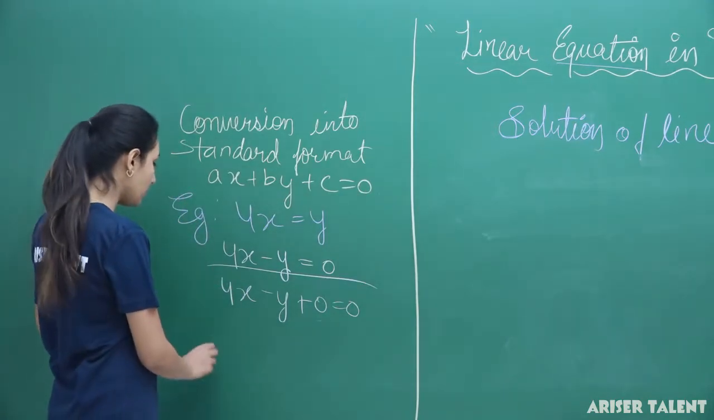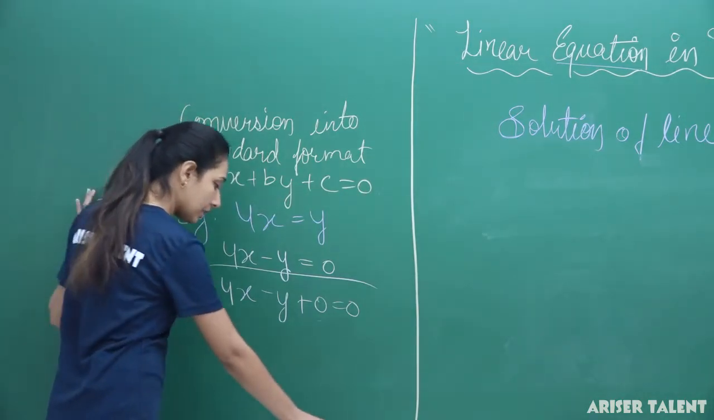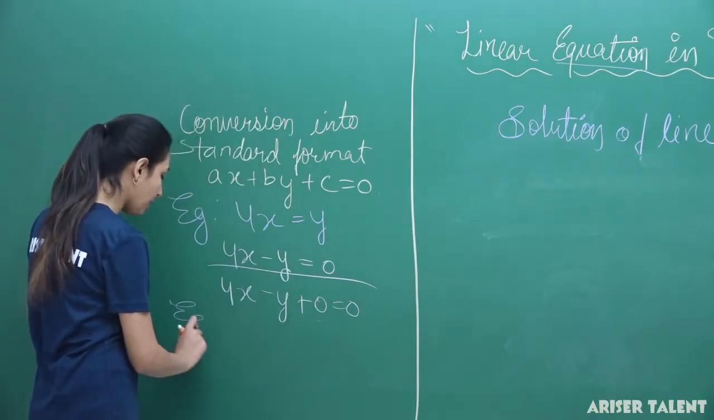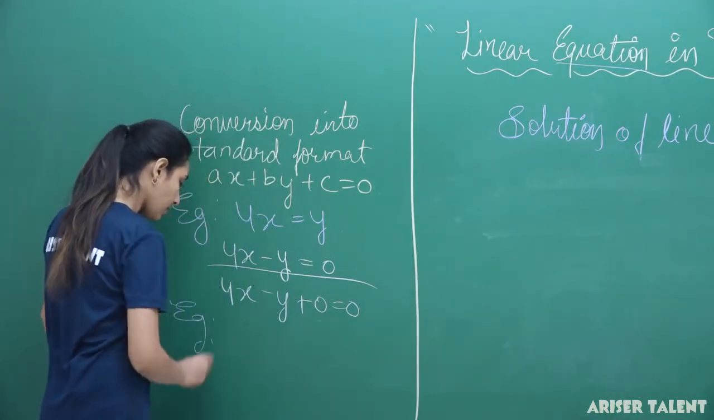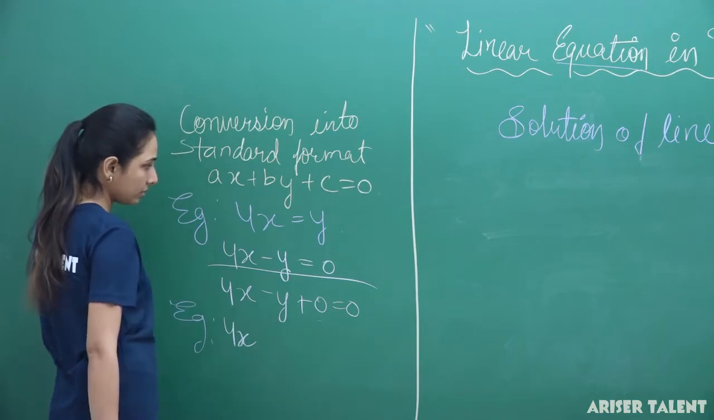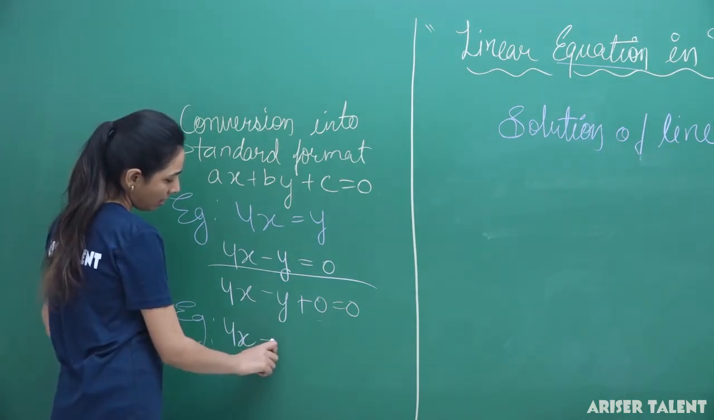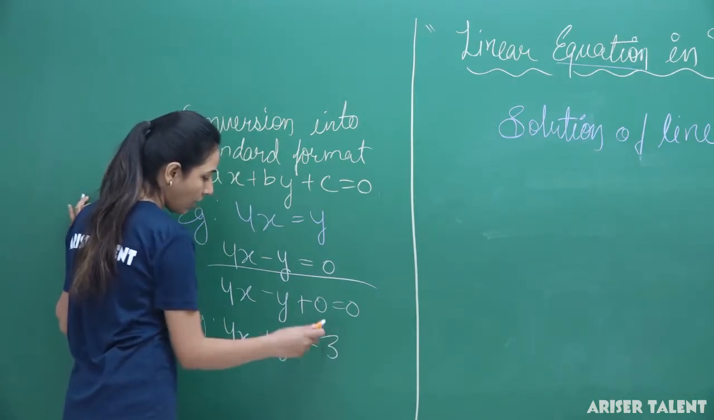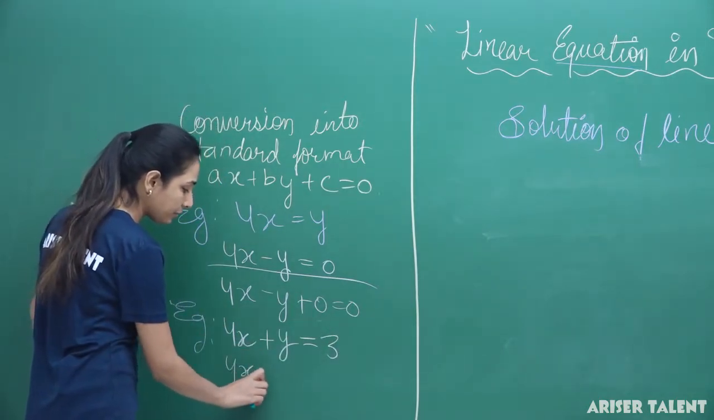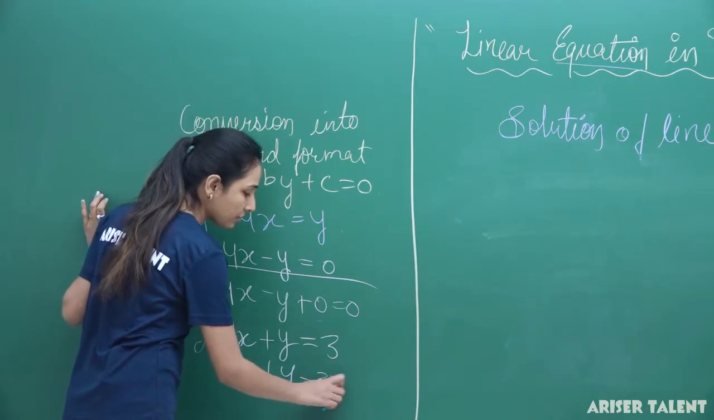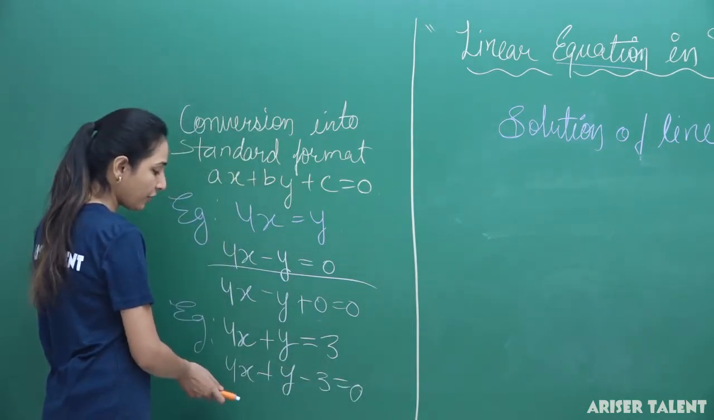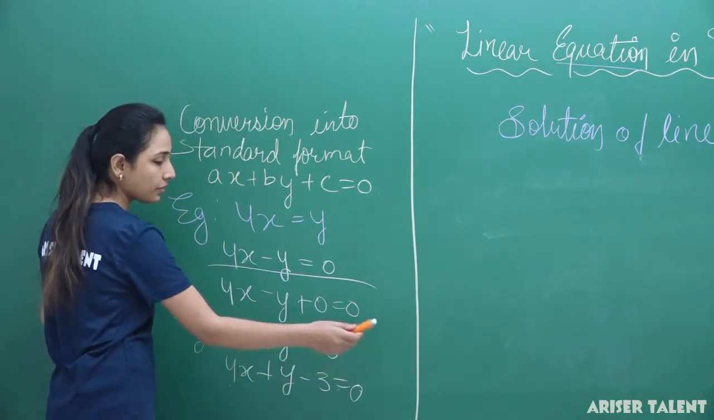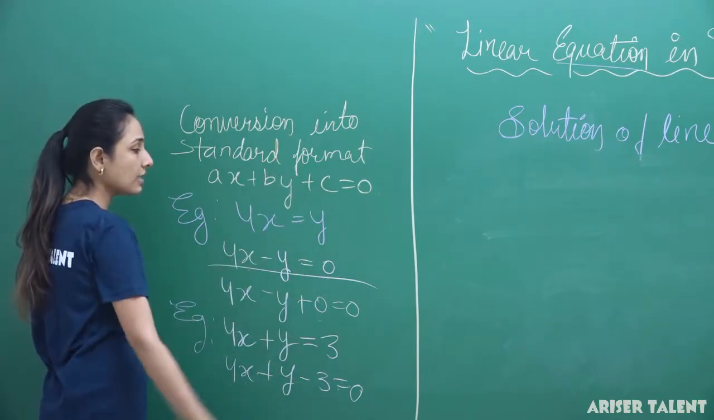Okay, if you are given another example, something like 4x plus y equals to 3, how will you rewrite it? 4x plus y minus 3 equals to 0. Now that will be the perfect format of ax plus by plus c equals to 0. Okay, so these are some examples.